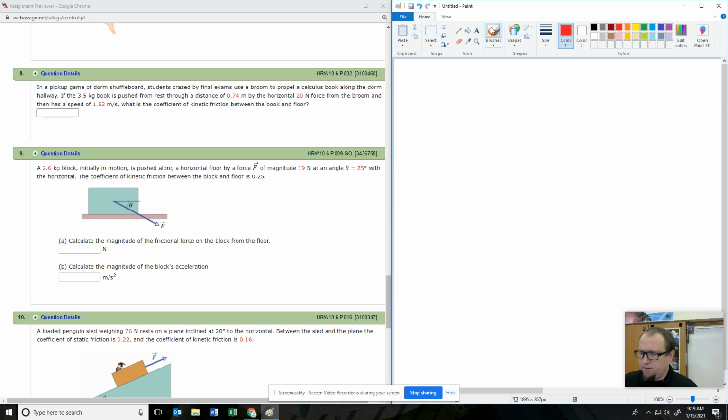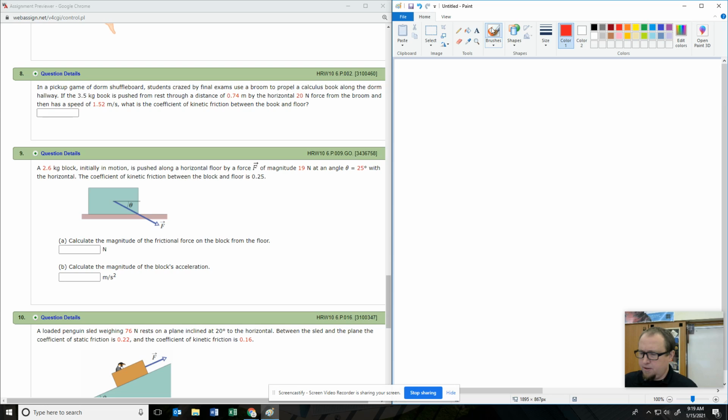Okay, so I've got some basic information. The coefficient of sliding friction is 0.25. Calculate the magnitude of the frictional force on the block from the floor. Part A. Force of friction is mu times normal. Well, look at this. They gave me mu. That's good, right? It's moving. I don't know my normal force. If it was just on flat ground and I wasn't pushing it, it would be 25.5.